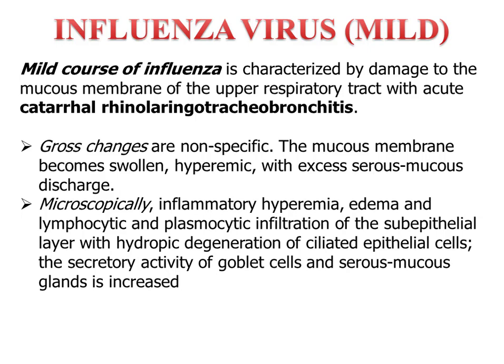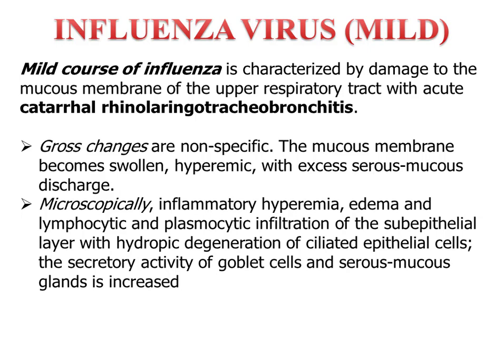So the mild course of influenza is characterized mainly by damage to the mucous membrane of the upper respiratory tract with acute catarrhal rhinolaryngobronchitis, meaning affecting the nasal cavity, the nasopharynx, larynx, trachea, and sometimes bronchi. The main location is the larynx and the trachea.